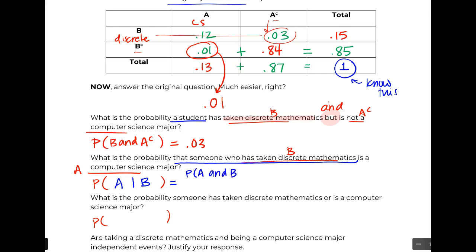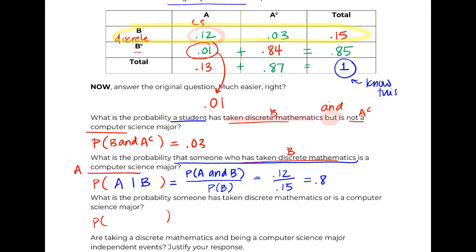Or we just do this common sense wise. If we know they've taken discrete math, we know we're in this row. And then we're interested in the fact that they are a computer science major, so this is our part of our whole. But if you use the notation or the formula, this is exactly what the formula is set up as. So we're just pulling off 0.12 divided by 0.15, which gives us 0.8.